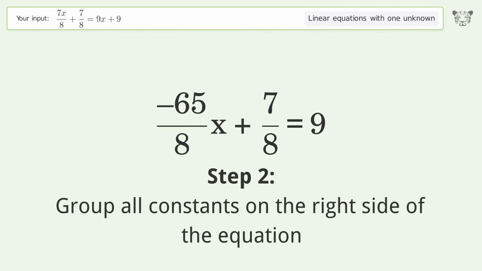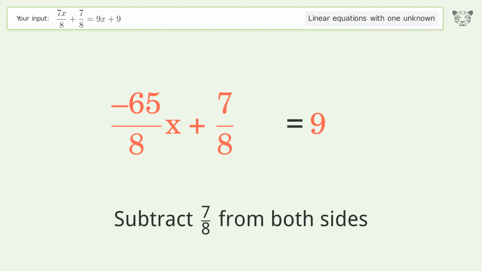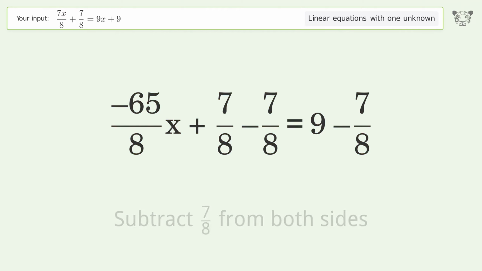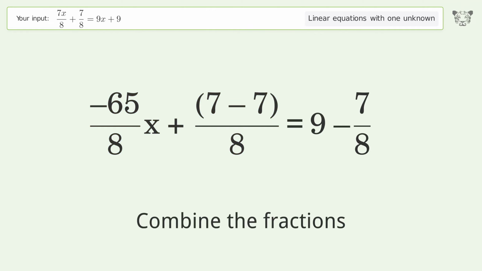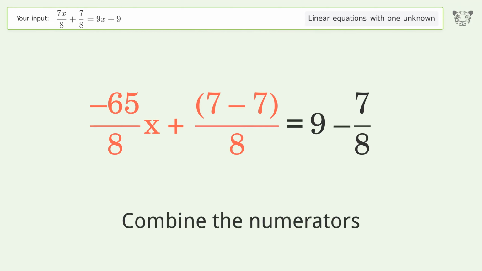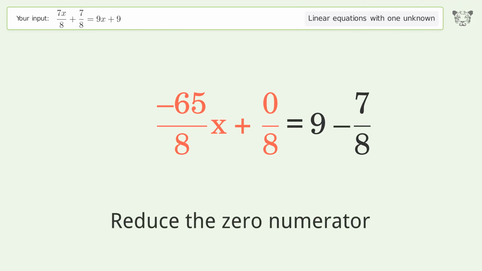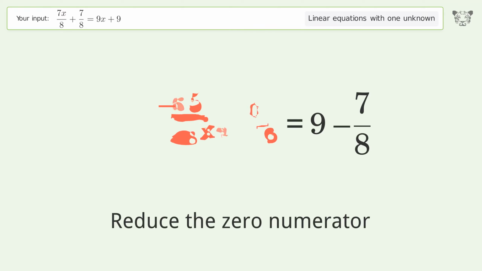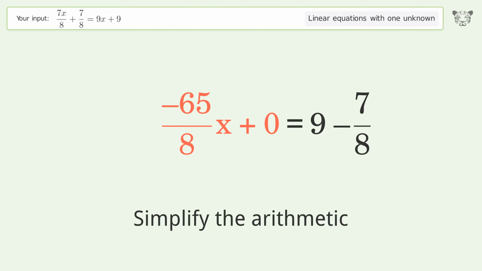Group all constants on the right side of the equation. Subtract 7/8 from both sides. Combine the fractions. Combine the numerators. Reduce the zero numerator. Simplify the arithmetic.